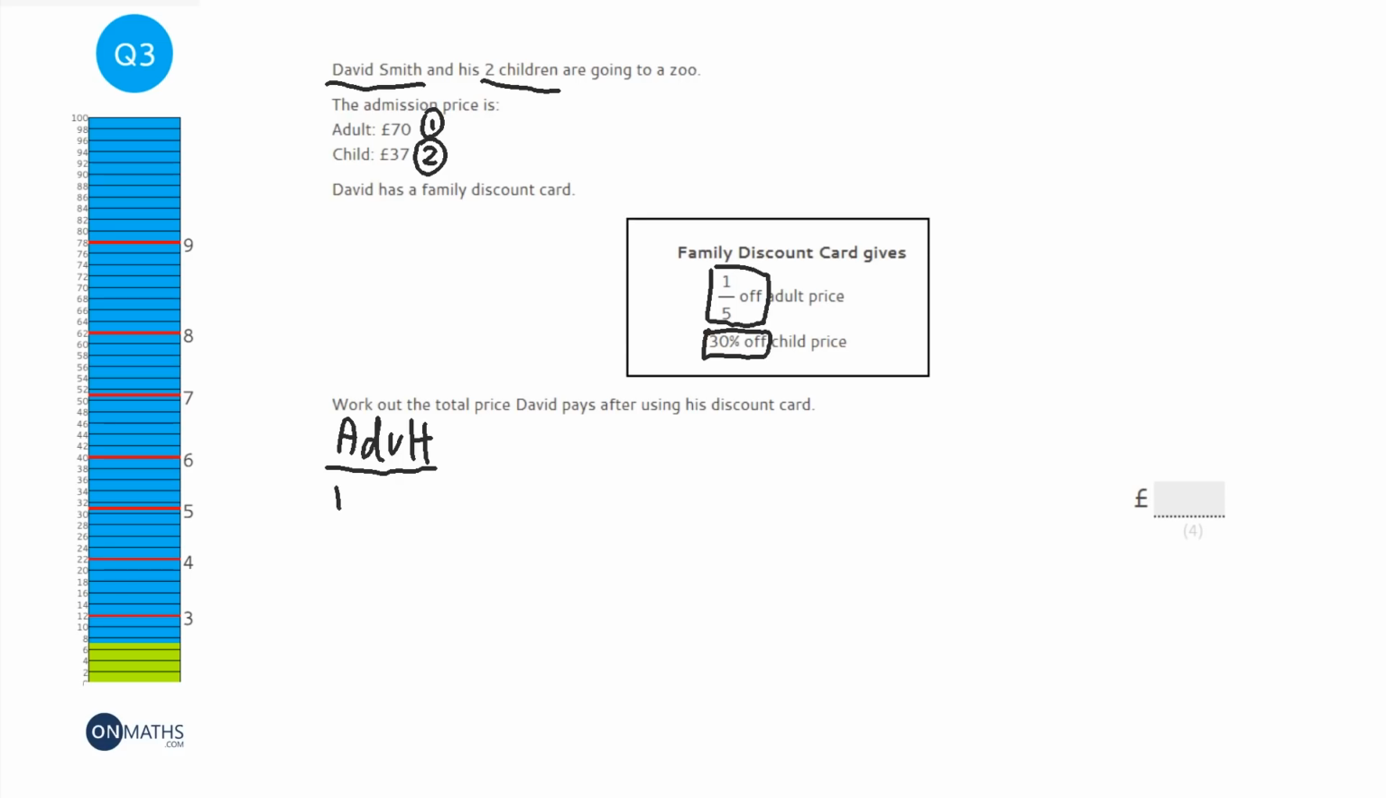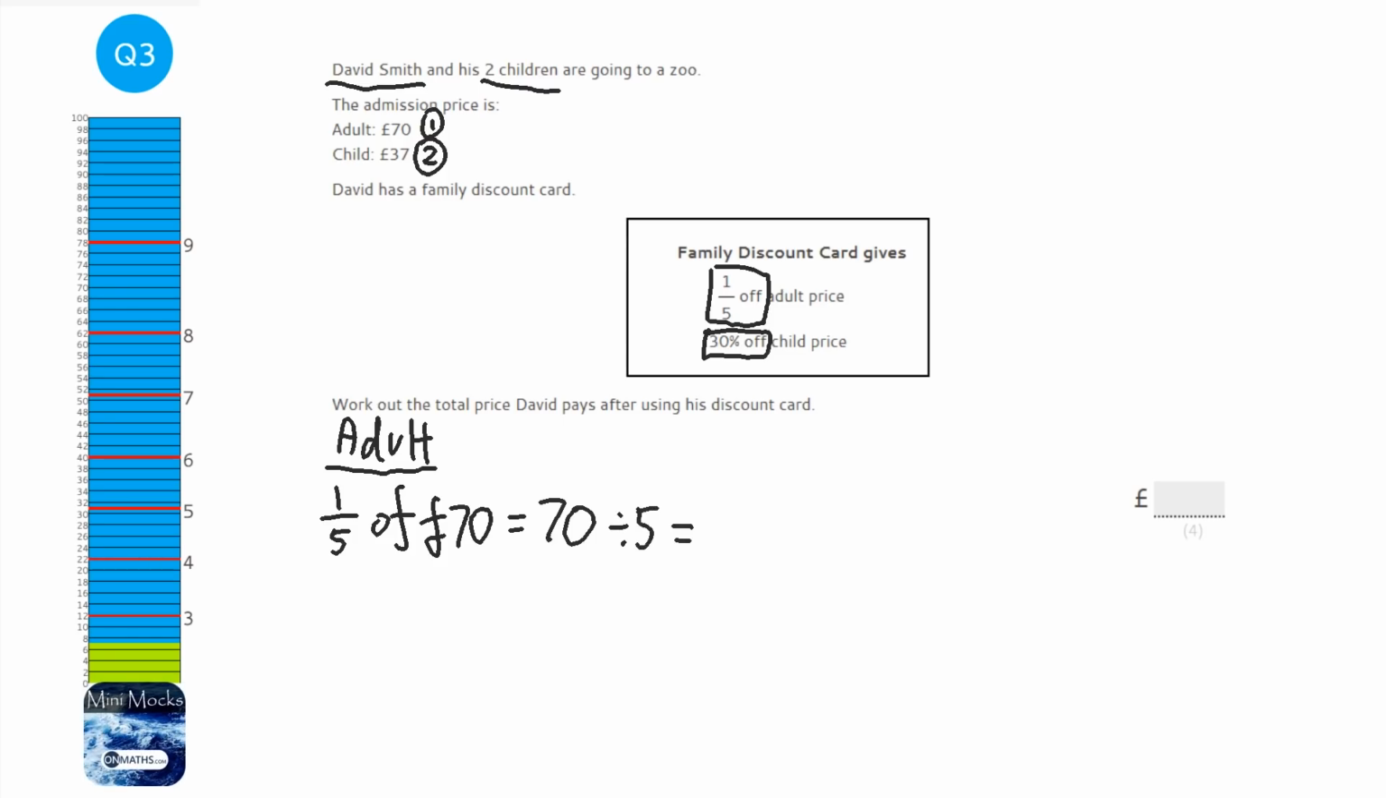So a 5th off. Well, first of all, let's work out a 5th of £70. To work out a 5th, you can just divide 70 by 5. Now I know that 10 5s are 50 and 4 5s are 20, so that's going to be 14. So that's going to be £14 he gets off. So therefore the price will be the £70 take away the £14. So 70 take away 10 is 60, take away 4 is 56. So he's going to pay £56 himself.